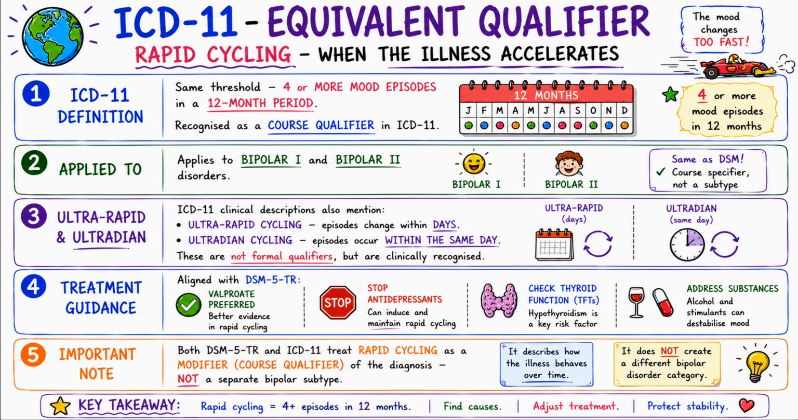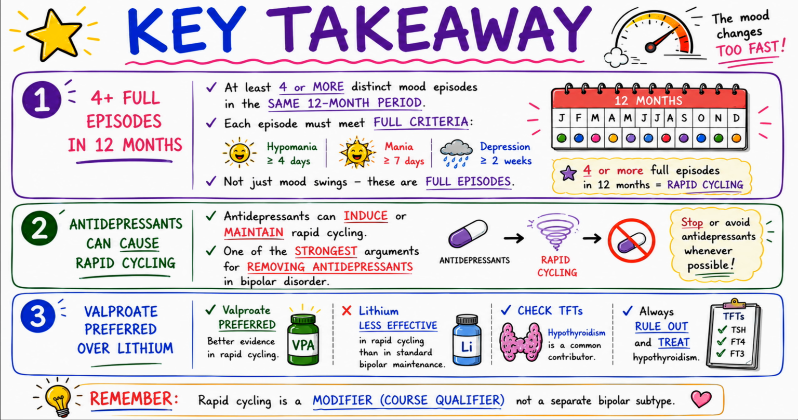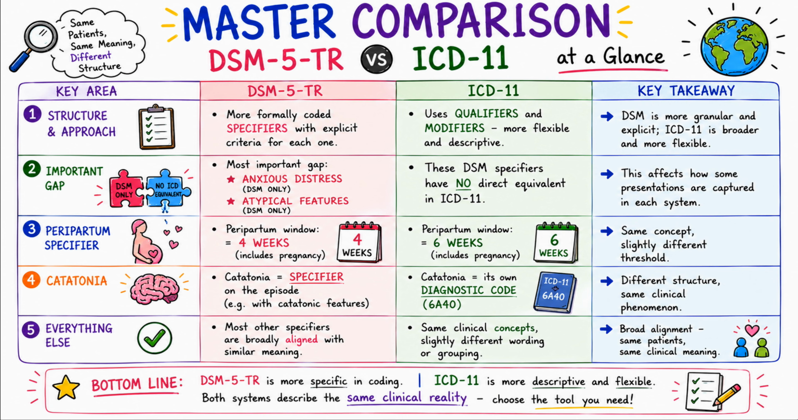Valproate is the preferred mood stabilizer. Antidepressants should be withdrawn. Thyroid function must be assessed and corrected, and the threshold for intervention should be low because rapid cycling is associated with worse functional outcomes than standard bipolar disorder. Rapid cycling changes the treatment plan more than any other specifier. Lithium steps back, valproate steps forward, and the most important intervention is often stopping the antidepressant, because antidepressants can be the reason the cycling is happening in the first place. 4 per year, full episodes, properly separated. That's the definition. Here's the master comparison.